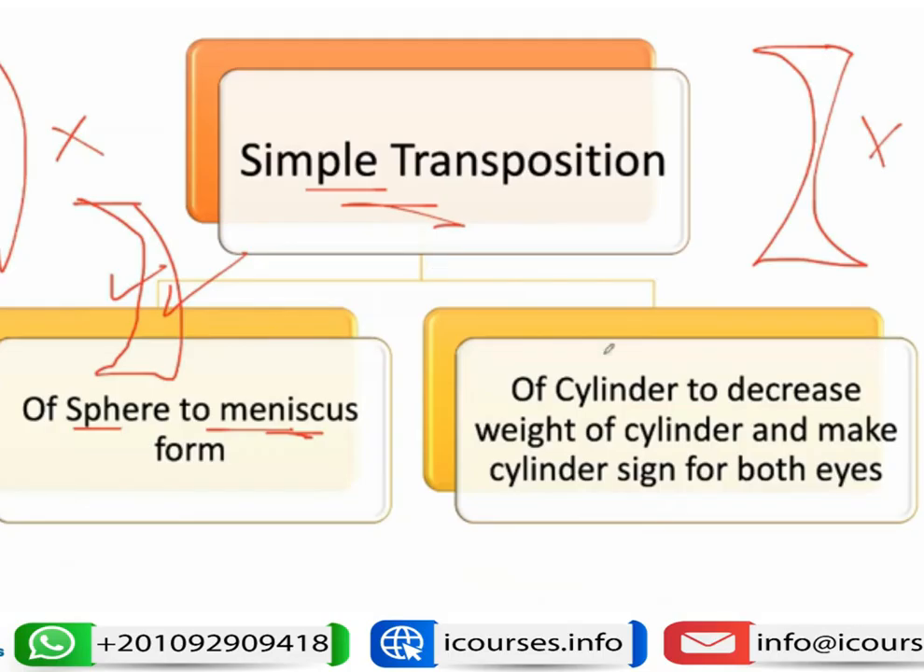Another simple transposition, or what's more important, is the transposition of the cylinder, to increase or decrease the weight of the cylinder and to change the cylinder sign. For example, if we do a refraction for one patient and you find that the cylinder of one eye is in plus value and the cylinder of the other eye is minus value, in such a condition the patient will not tolerate different cylinders in both eyes. So either we put them both in plus value or both in minus value. To do this, we do what's called transposition. So how can this be done?